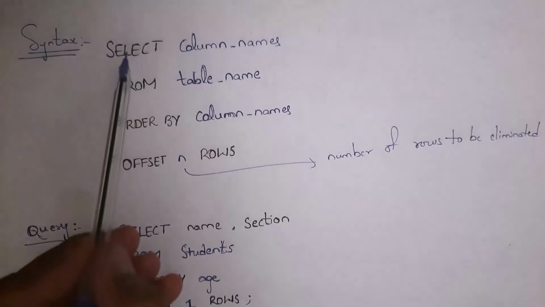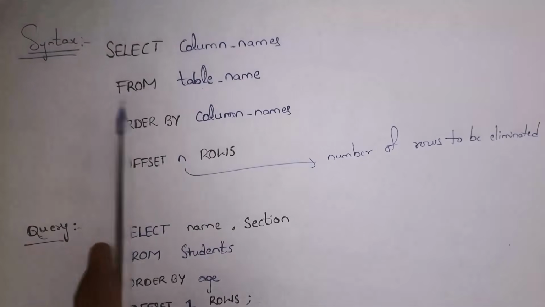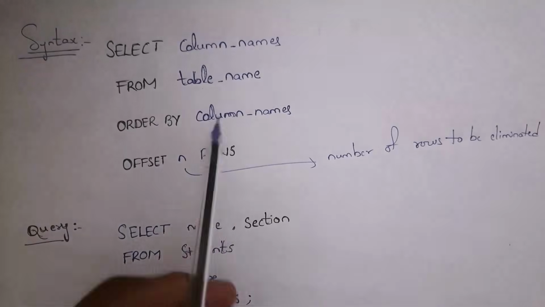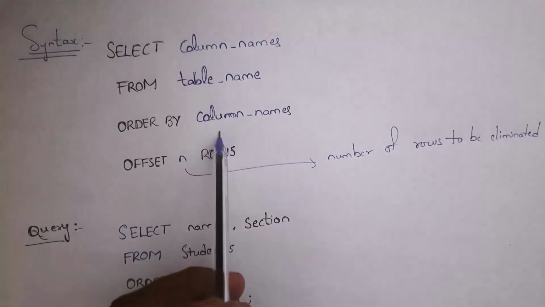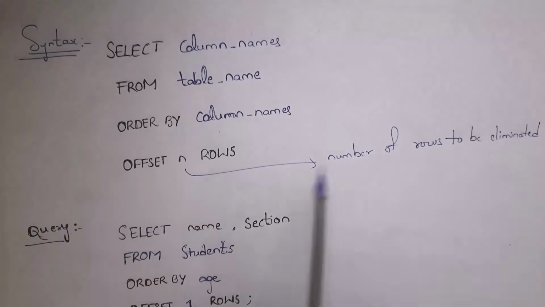So just write here select column names from table name. Next, write here order by column name. For example, I want to arrange data according to roll number, like roll number 1, 2, 3, and so on. So directly you can give the column name here, that is the roll number column. And next, write here offset n rows. N is nothing but the number of rows to be deleted. For example, in students table, I want to delete the first row.